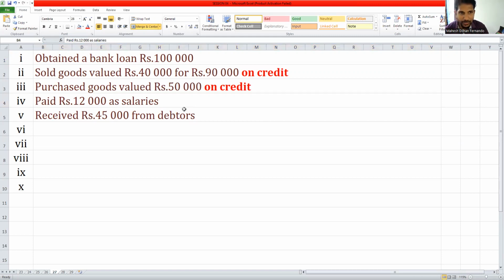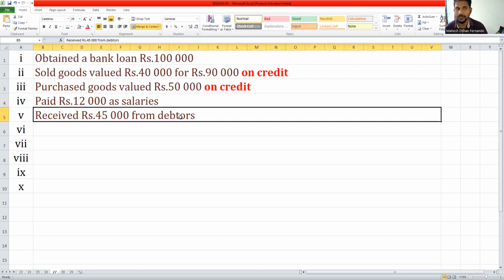Okay. Last one, debtors minus 45, cash minus 45. What is it? Received 45,000 from debtors.